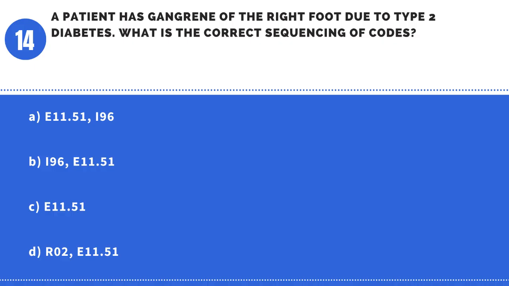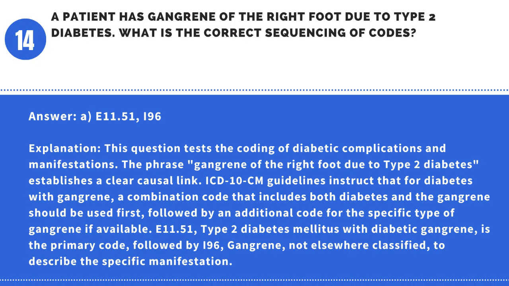Question 14. A patient has gangrene of the right foot due to type 2 diabetes. What is the correct sequencing of codes? A. E11.51, I96. B. I96, E11.51. C. E11.51. D. R02, E11.51. Answer A.